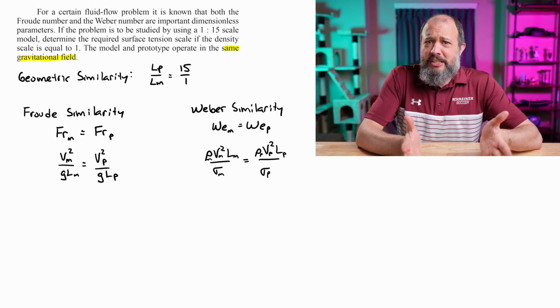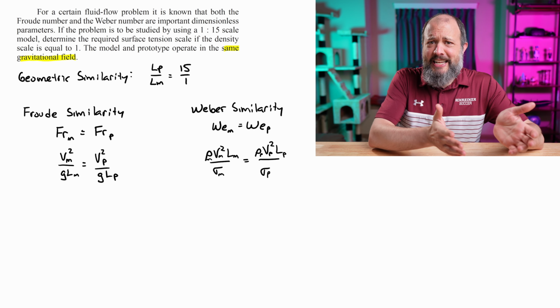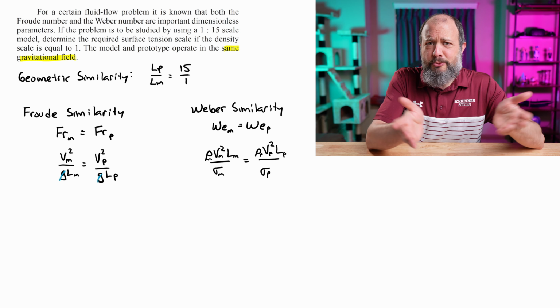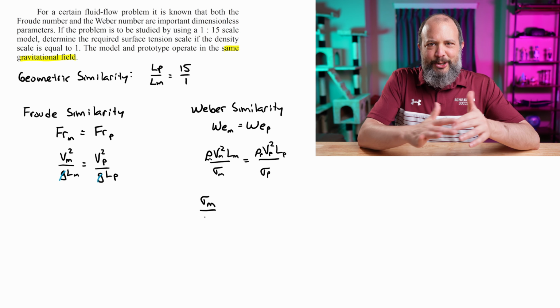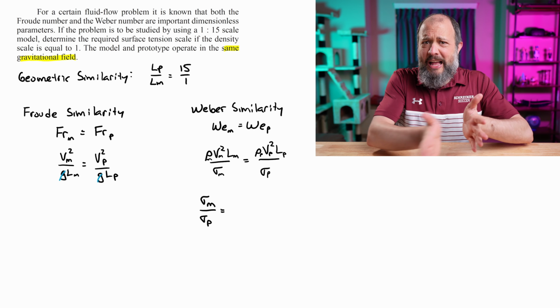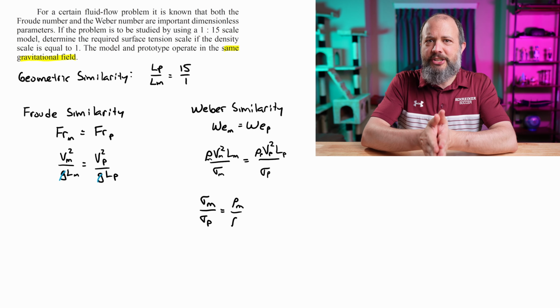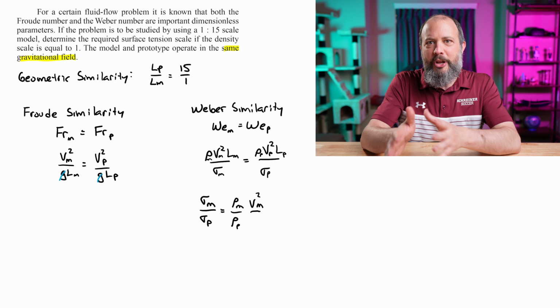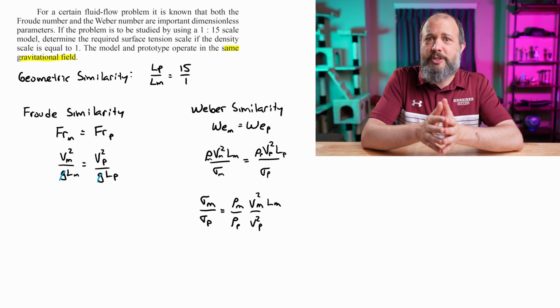Looks like the easiest progress will be to cross off gravity on the left-hand side. It's in both equations, so we'll get rid of g. If you're not sure exactly where to go, just work backwards, figure out what the final answer is. That's a ratio of surface tensions. So I'm going to rearrange this equation to get those terms by themselves.